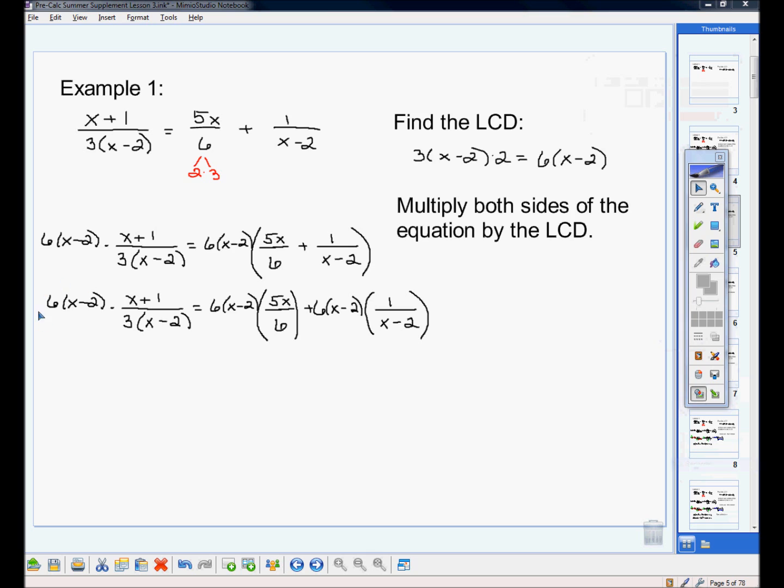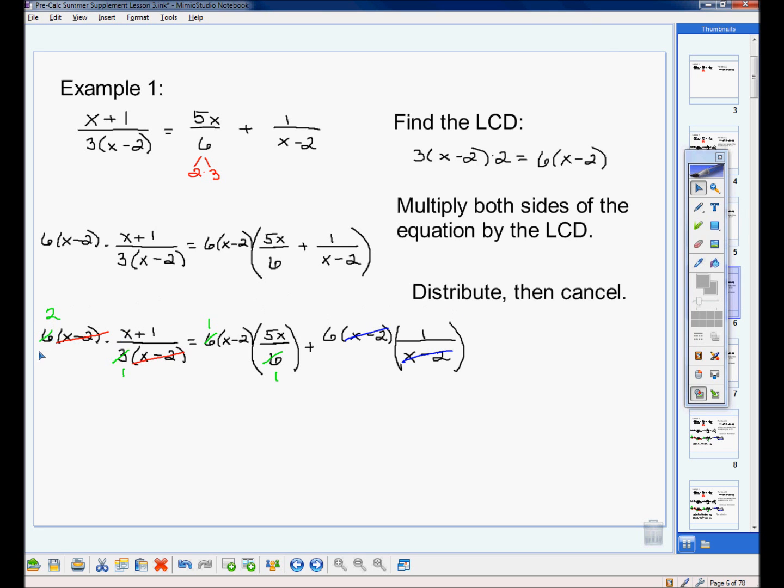Now, once you have distributed, then you can begin to cancel. But I can't emphasize how important it is to do this distributing step first. It is extremely, extremely important. This 6 times (x minus 2) has to be multiplied times each piece. Then you can begin to cancel out. So we see that the 6 and the 3 can cancel out to a 1 and a 2. X minus 2's can cancel here. These 6's can cancel out. These x minus 2's can cancel out.